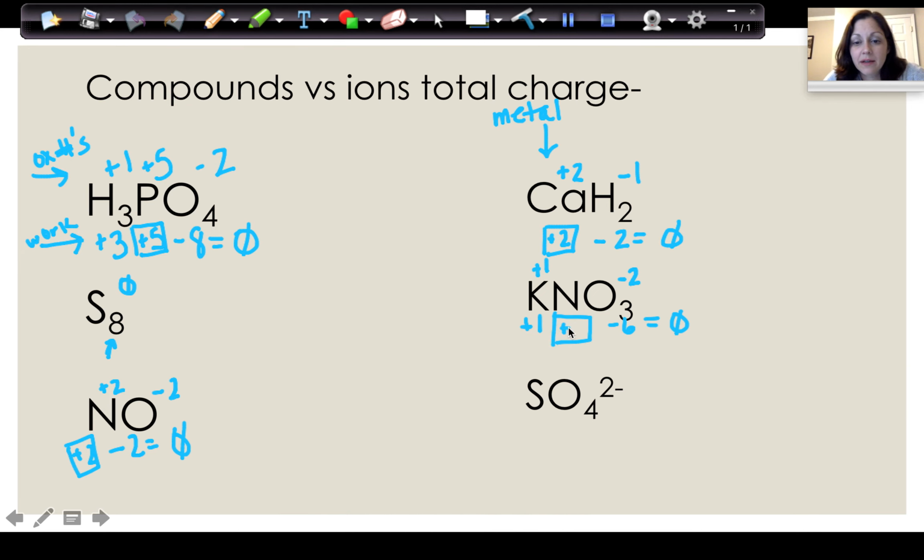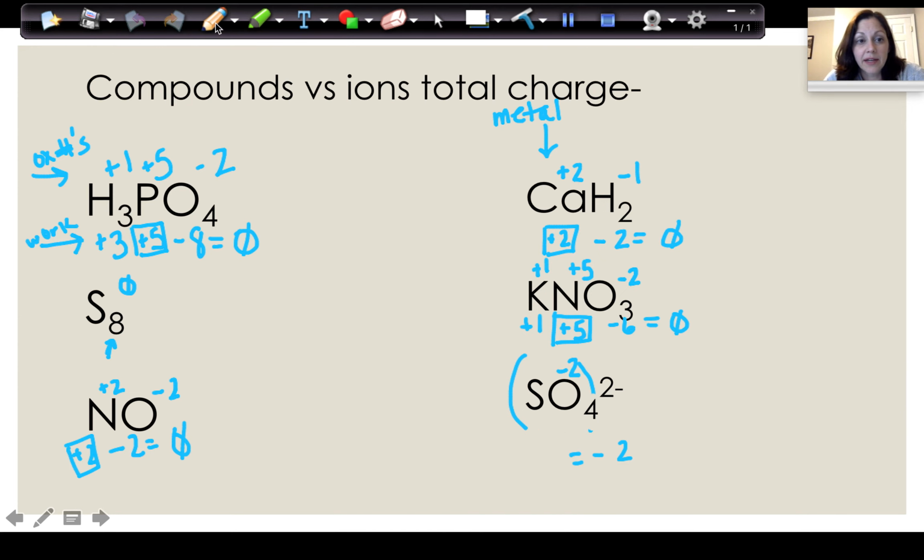And we said for this one, it's going to be a little different because this whole thing has to add up to a -2. So we're going to plug in our -2 for our oxygen because this is not one of the exceptions. We multiply on the way down. -2 times 4 is a -8. Some number goes with a -8 and the total has to be a -2. That means that the sulfur here is a +6.